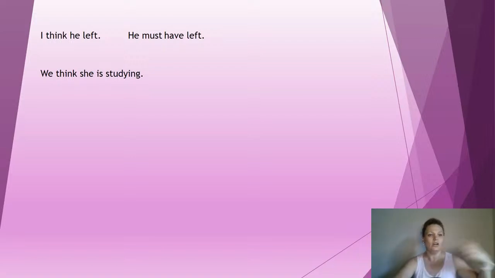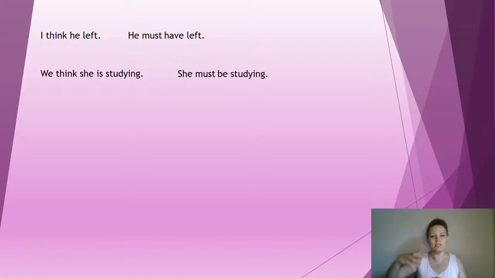The next sentence. We think she is studying. She must be studying. In the initial sentence, we see that she is studying right now, and we want to save the meaning. We want to show that the action of the infinitive is happening right now. After must, we use bare infinitive, and we want to save present continuous. So she must be studying, and that's it. So we use the continuous infinitive.